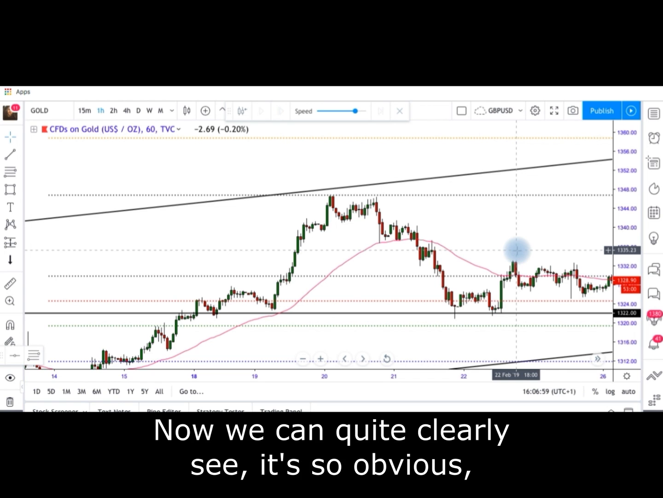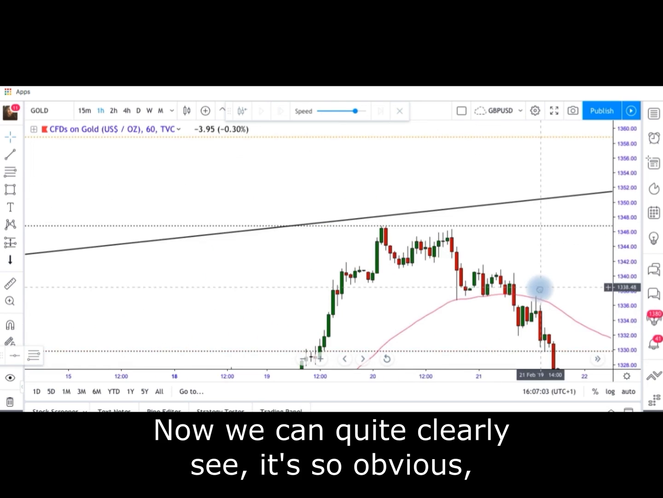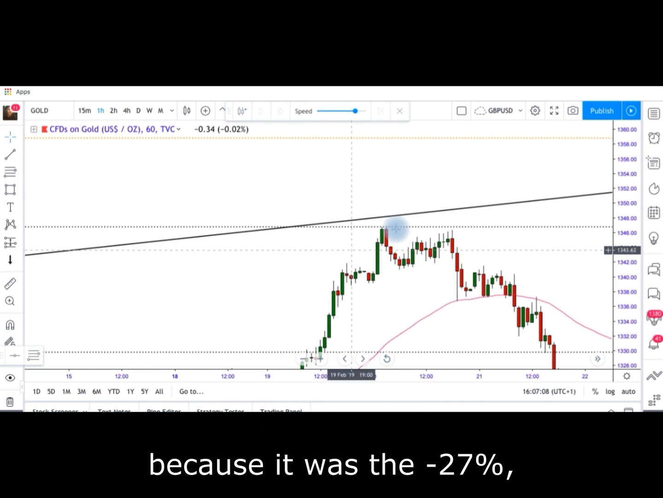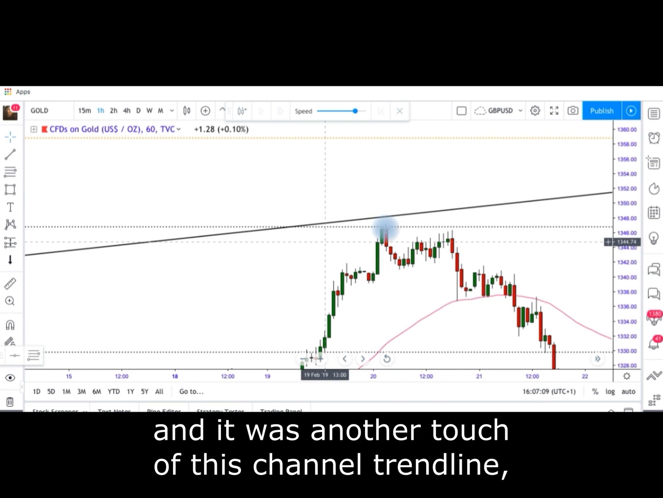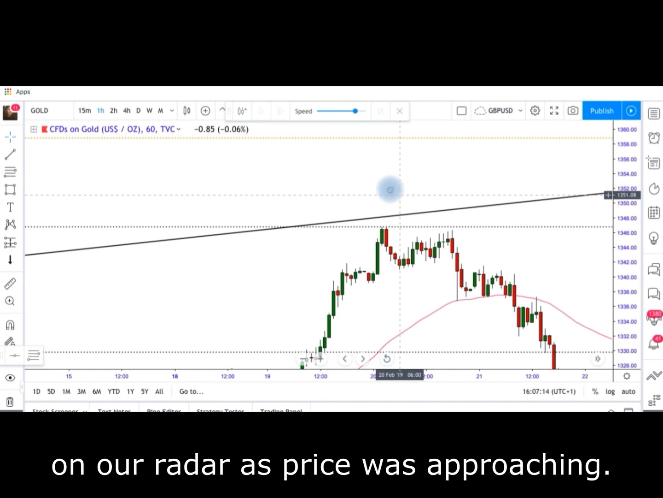Okay, so here's the 1 hour. Now we can quite clearly see, it's so obvious, that we actually have an entry straight here. So this would have already been an area of interest because it was the minus 27% and it was another touch of this channel trend line. So therefore we would have already had this on our radar as price was approaching.